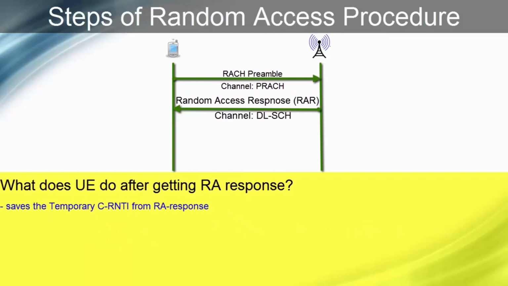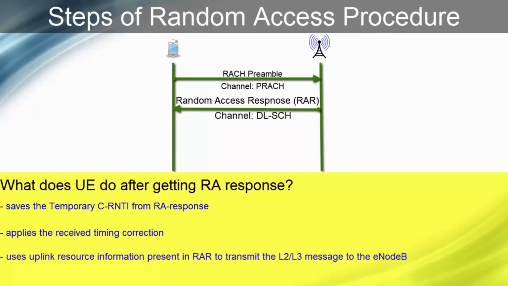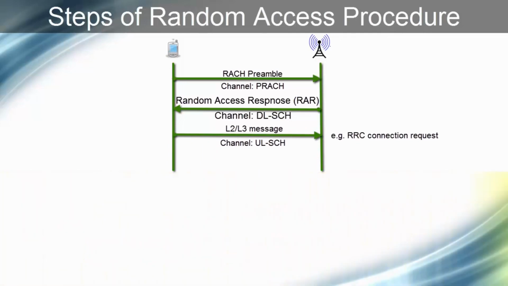UE saves the temporary C-RNTI from the RA response. UE applies the received timing correction so that the UE is synchronized in the uplink direction and can transmit data to the eNodeB. Uplink resource information present in the RAR is used to transmit the data to the eNodeB.